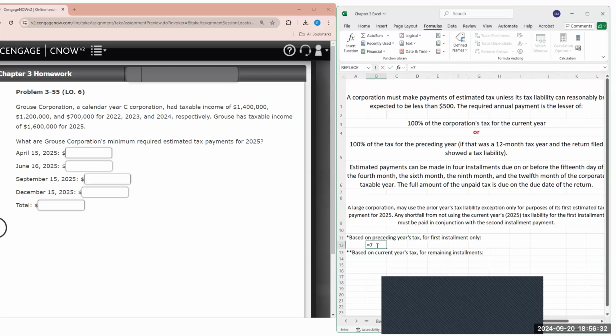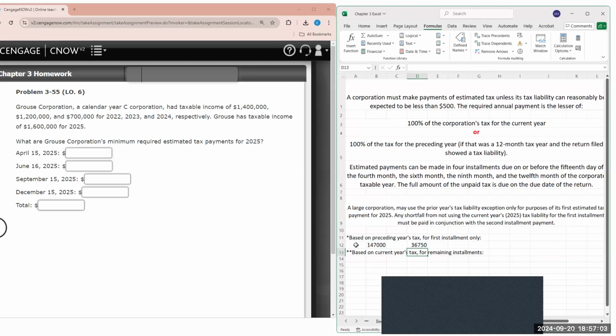So $700,000 multiplied by 21%, the tax liability would be $147,000. So we know that there are 4 periods. So therefore, in order to determine the preceding year's tax for the first installment only, it would be $147,000 divided by 4. All right.